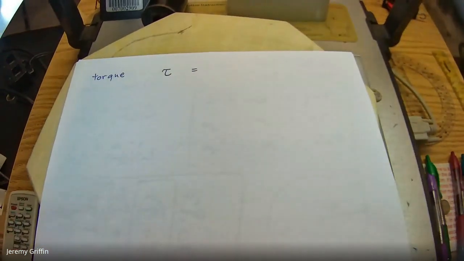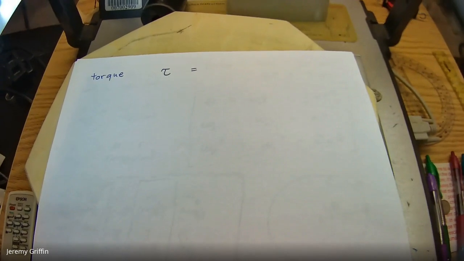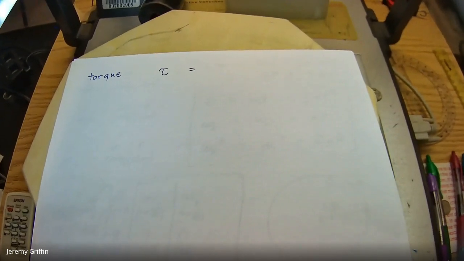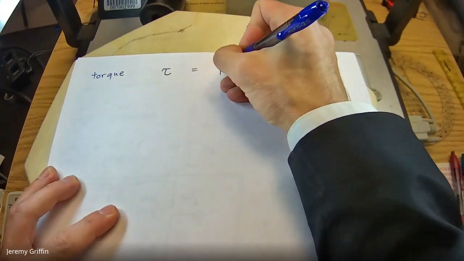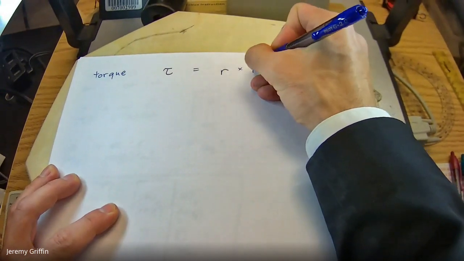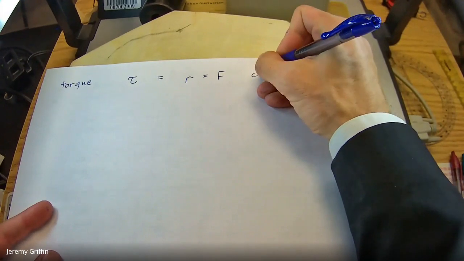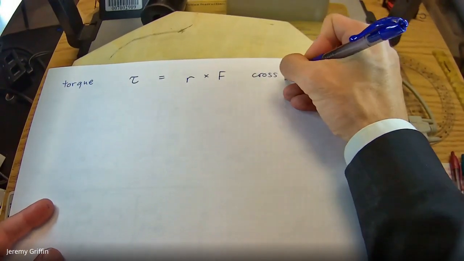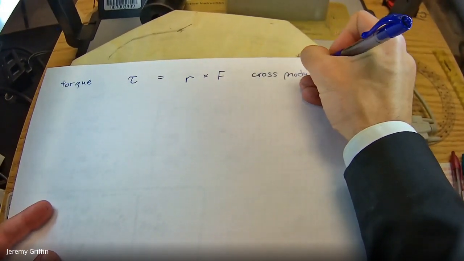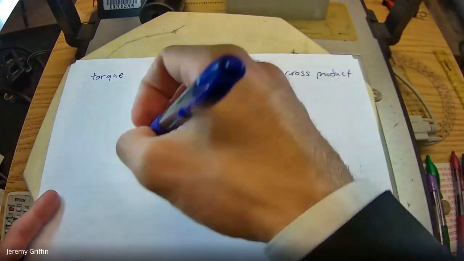There are a couple of formulas that go with this, but we'll start with this one, which is r cross F. Notice I said cross. This is called a cross product. Oh, I need to draw you guys a picture. What the heck am I talking about?